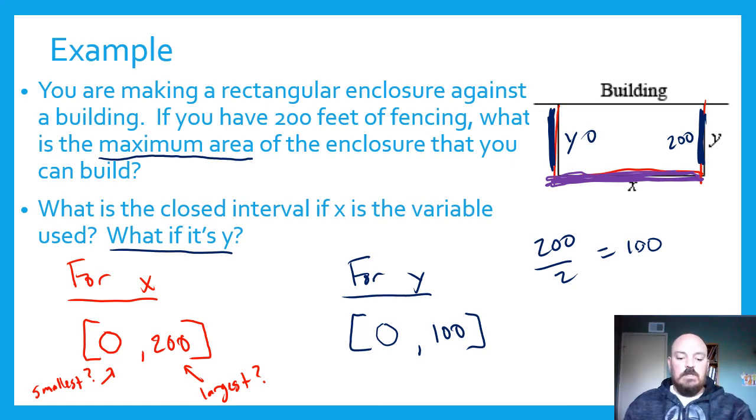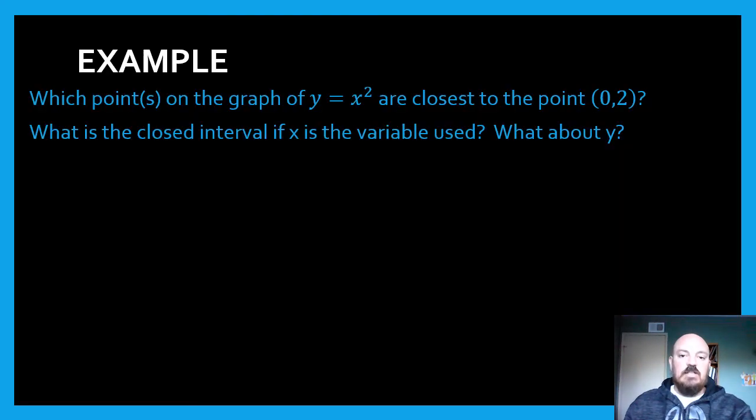Let's do one more, because this is an interesting question. It's less of a real life question, more conceptual. But it says, which point or points on the graph of y equals x squared are closest to the point (0, 2)? Now, before we worry about closed intervals, I'm going to draw a picture of that.